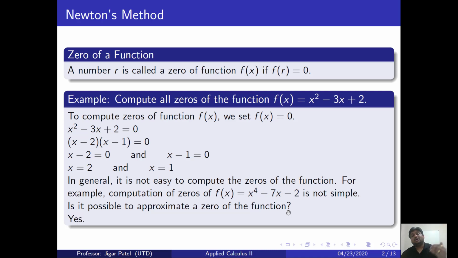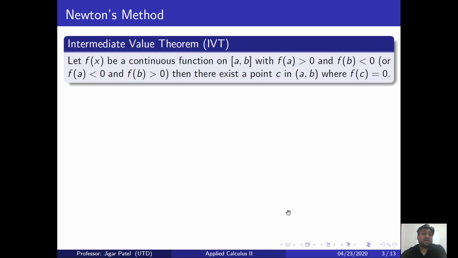Now before we use Newton's method, I would like to explain what works behind the curtain. The result that we need to study before we study Newton's method is the intermediate value theorem. This is the theorem that is behind Newton's method. Let's try to understand what this result says.